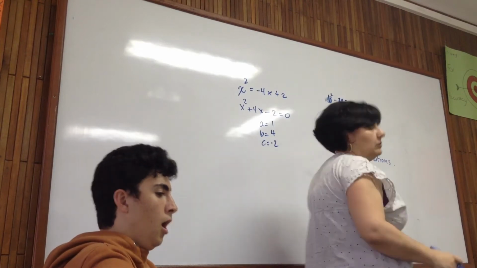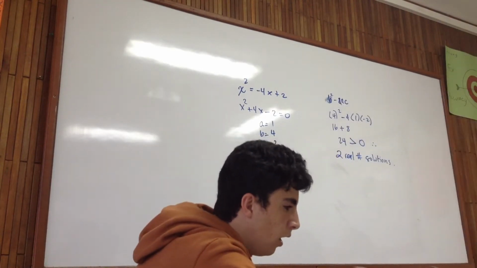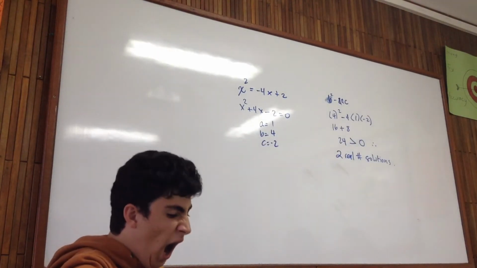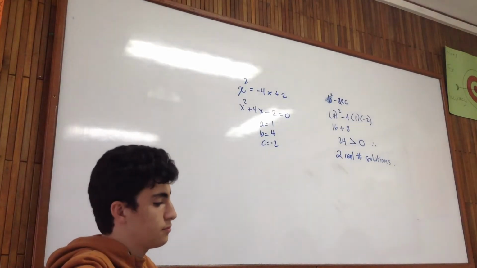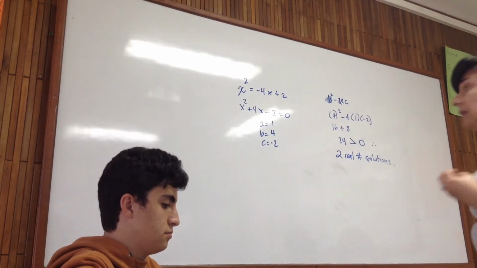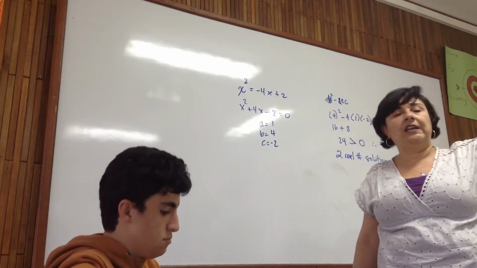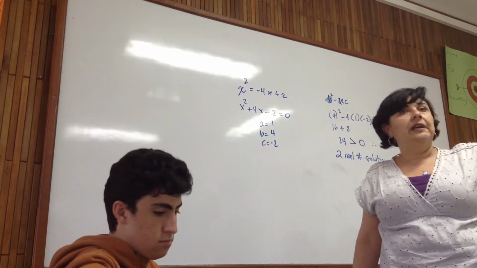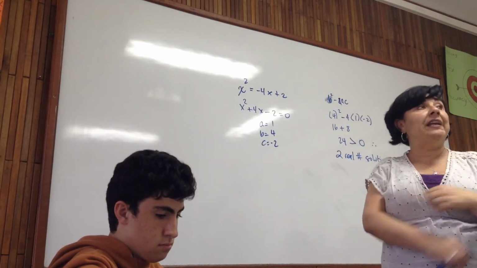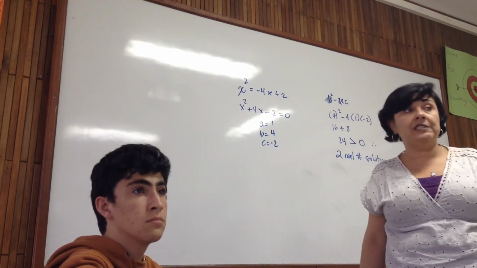So that's the question: B squared minus 4AC. We don't have to use the quadratic formula. No, because you're just finding the discriminant. Sorry, not the determinant. You're just finding out if the discriminant is equal to 0, greater than 0, or less than 0.